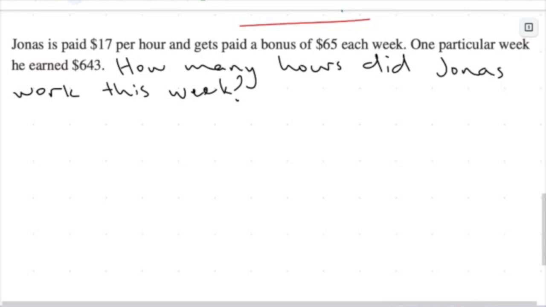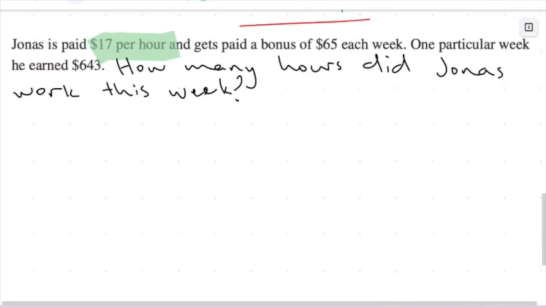Okay, so now we have the full question. Sorry about that. So once again, what I'm going to do is underline the main points in this question. So I get $17 per hour. So that means every hour I get $17. So for 1 hour, I get 17. For 2 hours, I get 2 lots of 17, so $34. For 3 hours, I get 3 lots of 17, and so on and so forth. That's going to be important in how we set up our equation.